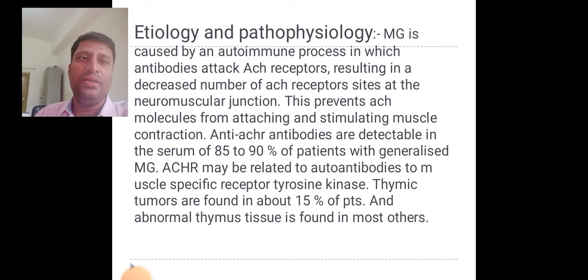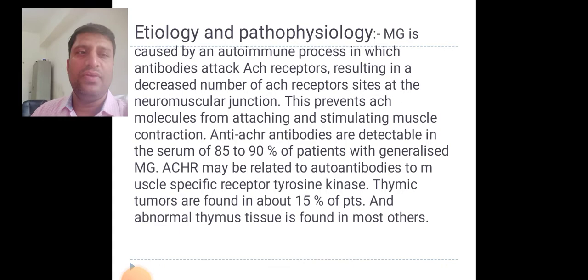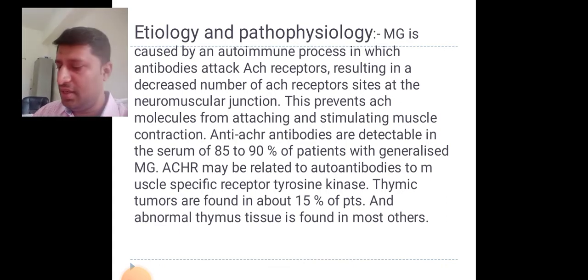Anti-acetylcholine receptor antibodies are detectable in the serum of 85 to 90% of patients with generalized myasthenia gravis. AChR may be related to auto-antibodies to the muscle specific receptor tyrosine kinase. In many cases, thymic tumors are found in nearly 15% of patients with myasthenia gravis, and in most other cases, abnormal thymus tissue is found.